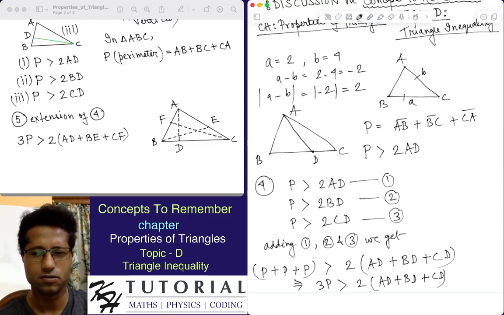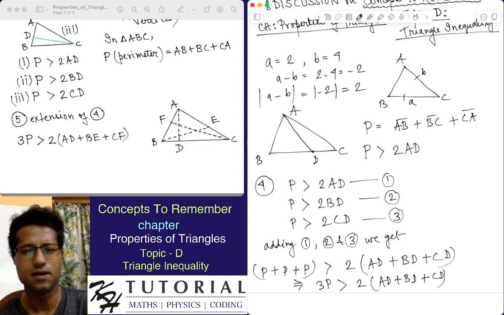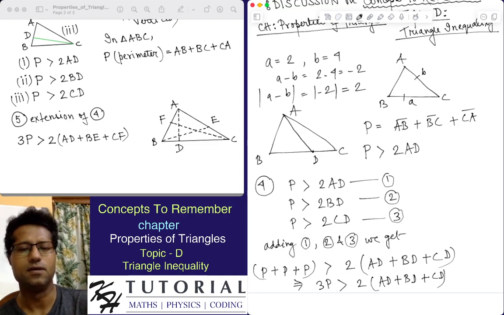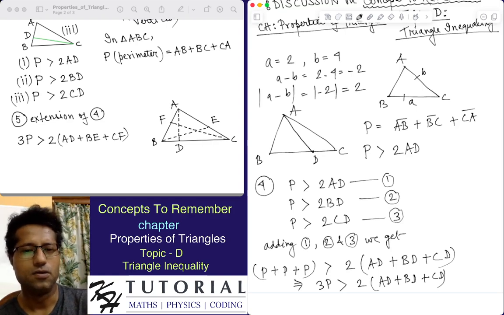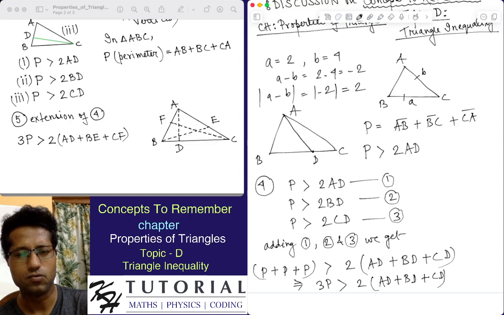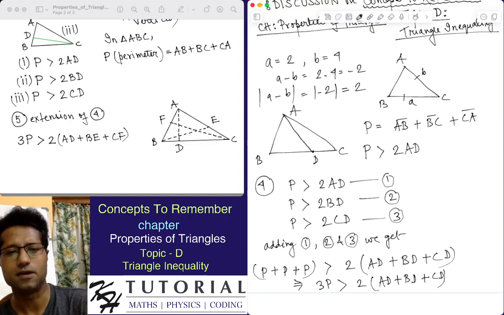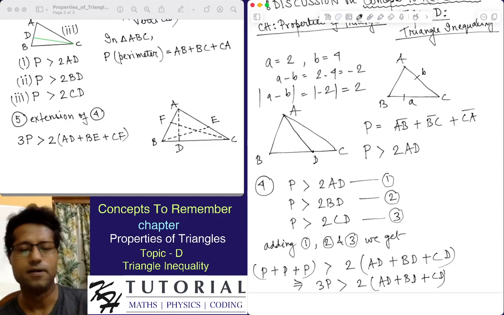That is, in the figure on the left hand side, you can see the line segments are AD, FC and BE. So we will have thrice P, where P is the perimeter of the triangle, that is AB plus BC plus AC. So thrice P will be greater than twice the sum of the line segments that are formed.